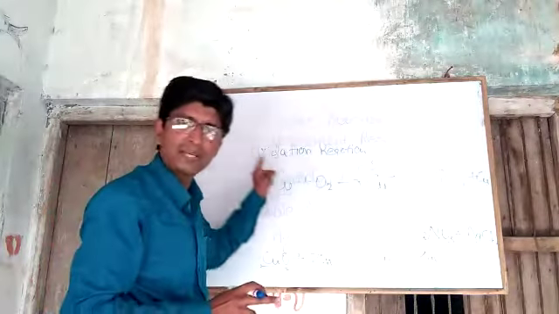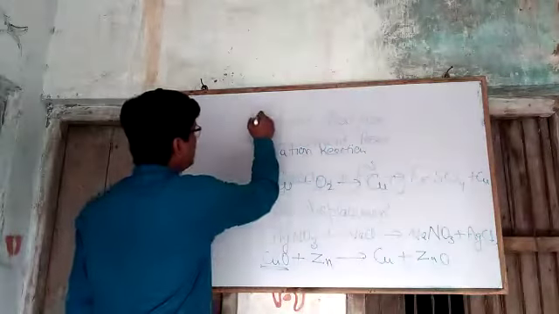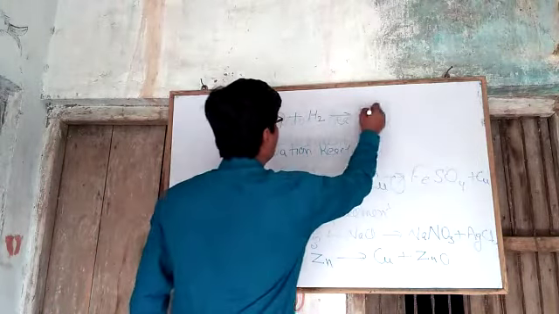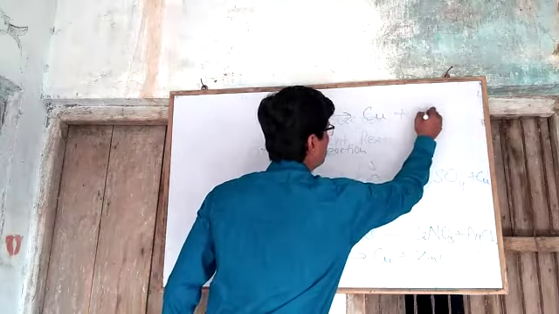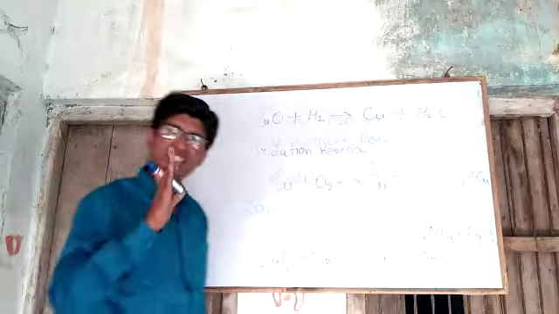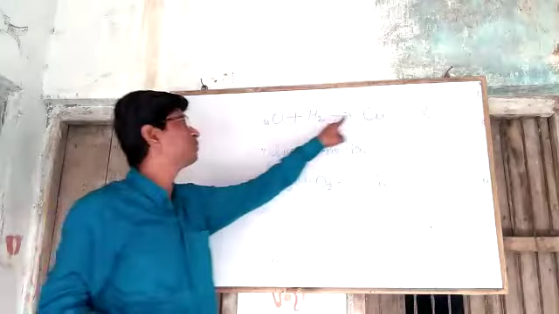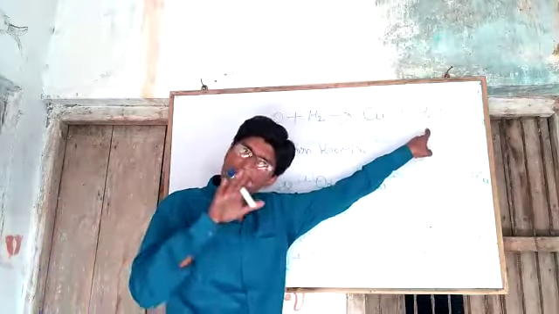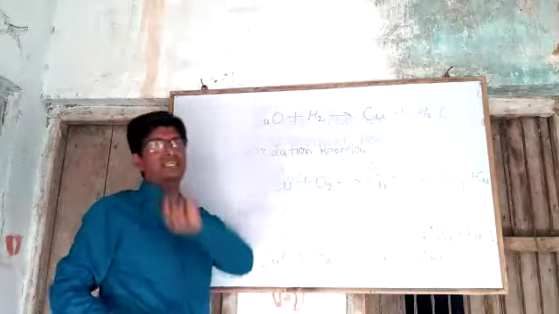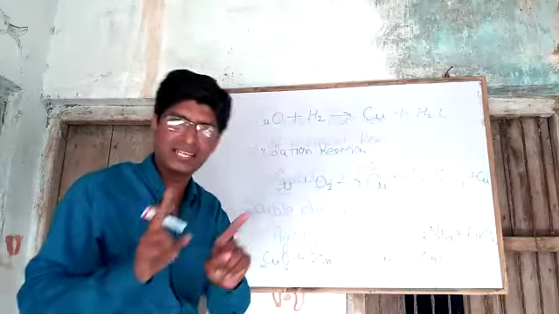This example has been asked very many times, I think 2 or 3 times in the last 5 years in board examination. Just find here CuO plus H2 produces Cu plus H2O. Yes, dear students, this example has also been given in your NCERT book. Here copper oxide reacts with hydrogen and produces copper and water. I have written this because it is an example of redox reaction. In this reaction, both oxidation and reduction take place.